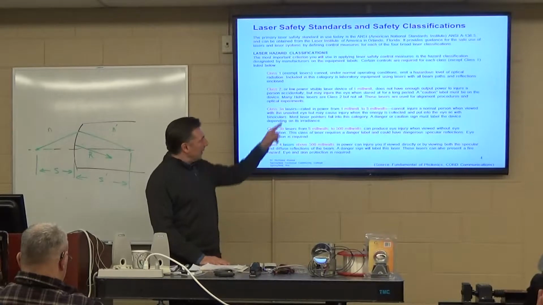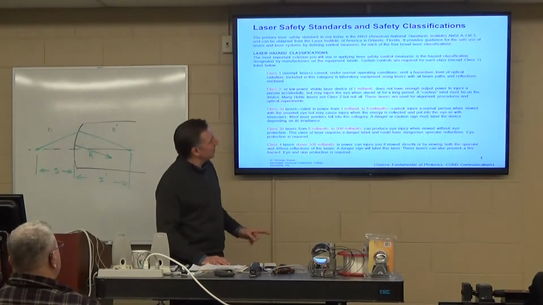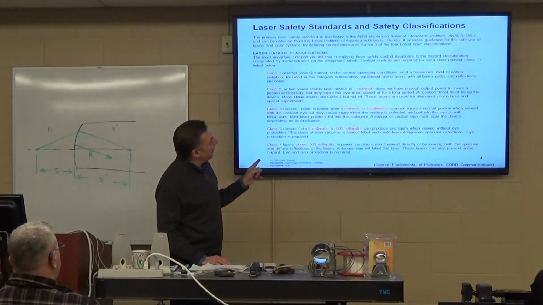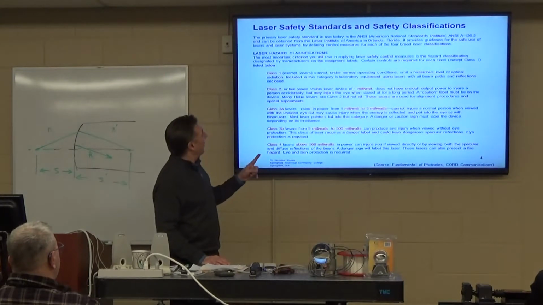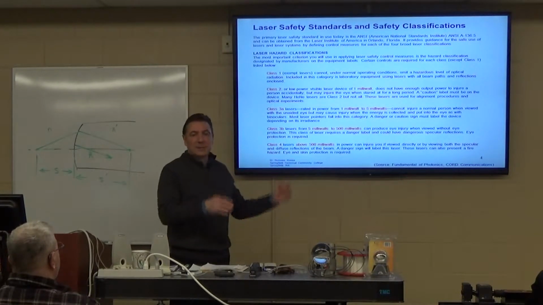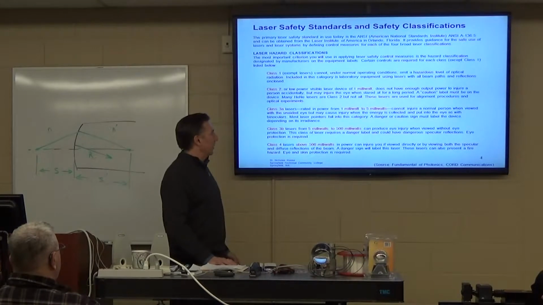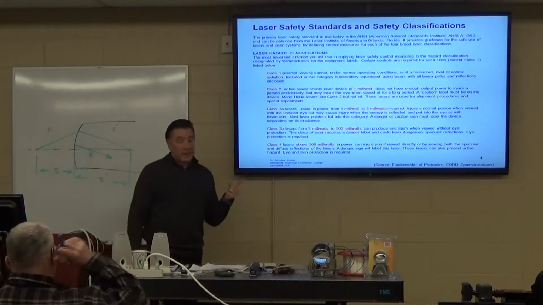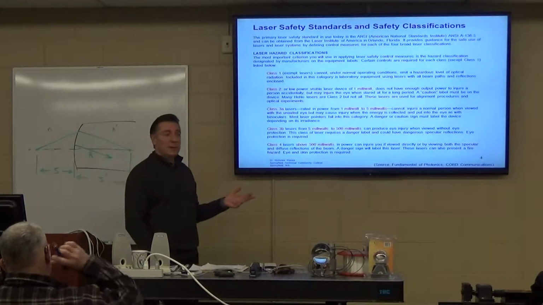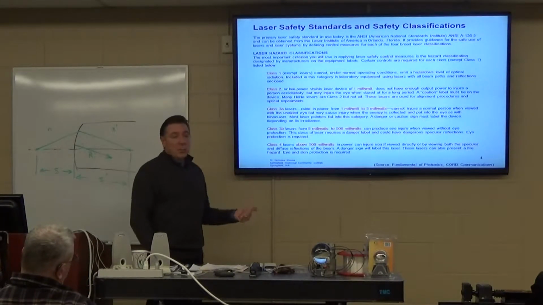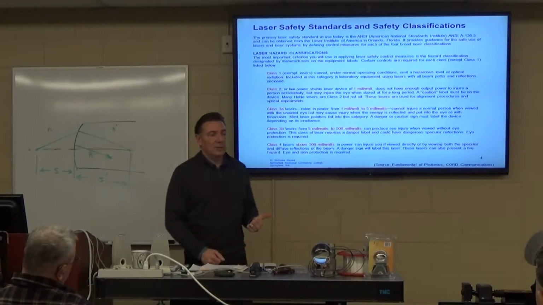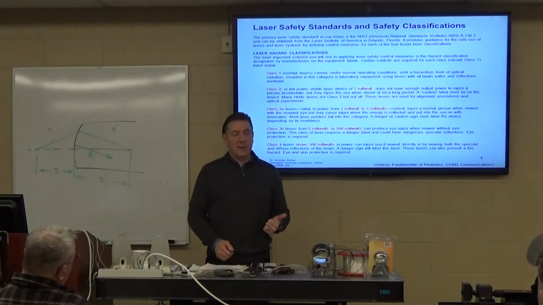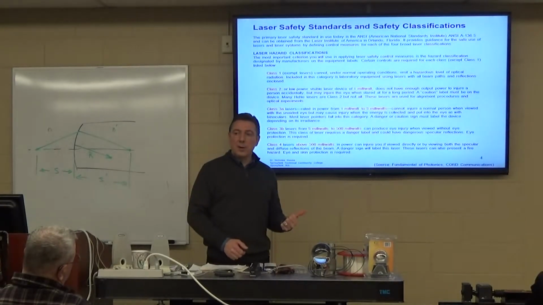It comes from something called ANSI Z136. There's also an A136.5. So depending on the industry, which standards you're looking at. But these are the basic classes of lasers. There's class 1, class 2, class 3A and B, and class 4. Class 1 lasers are lasers that are considered to be exempt. These are lasers that cannot hurt you.